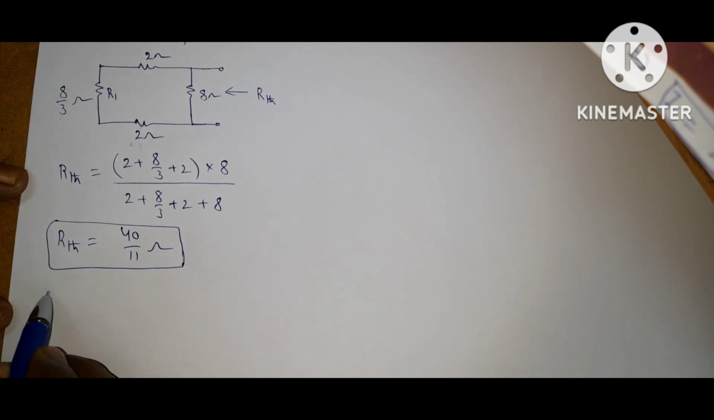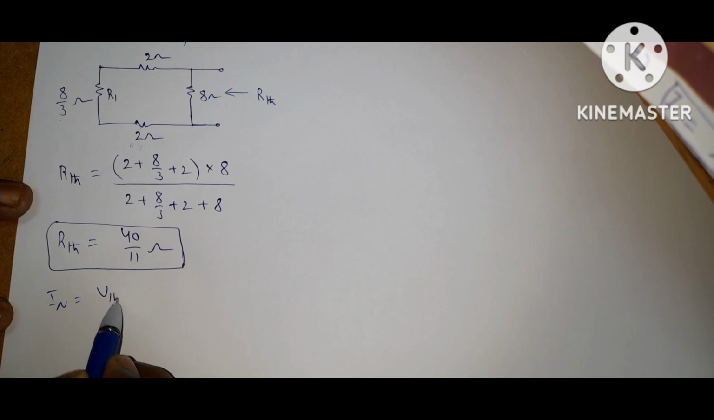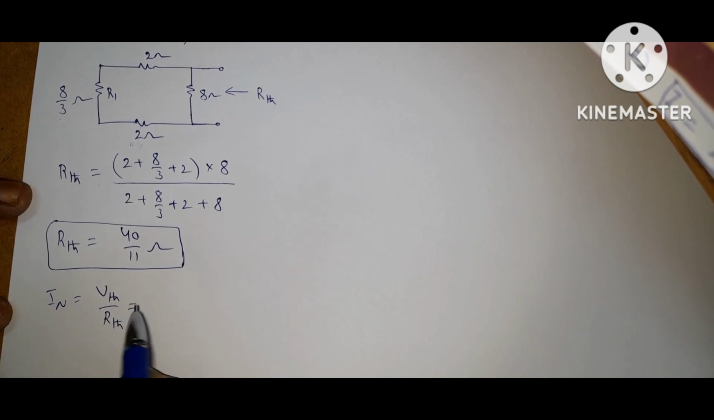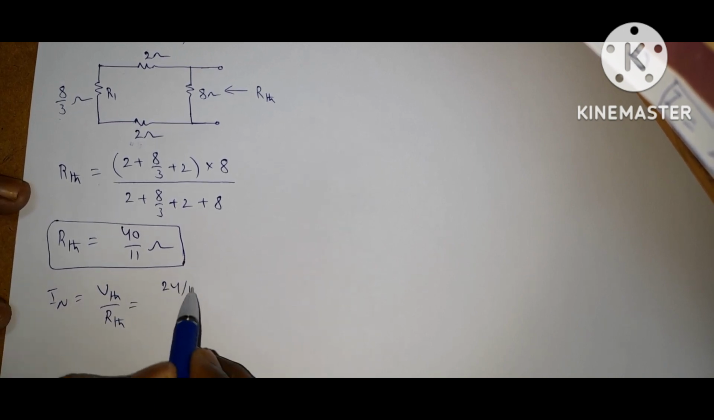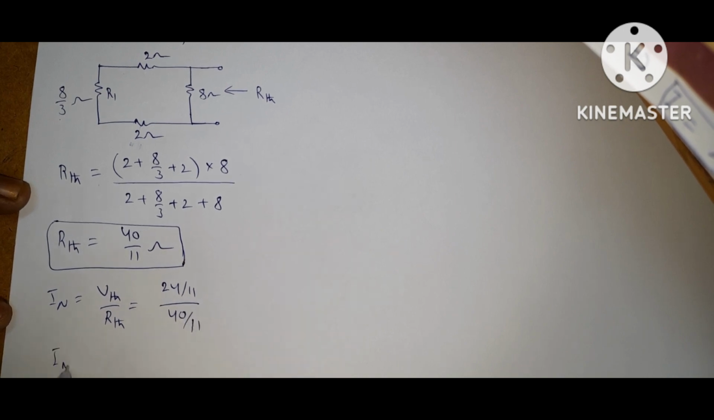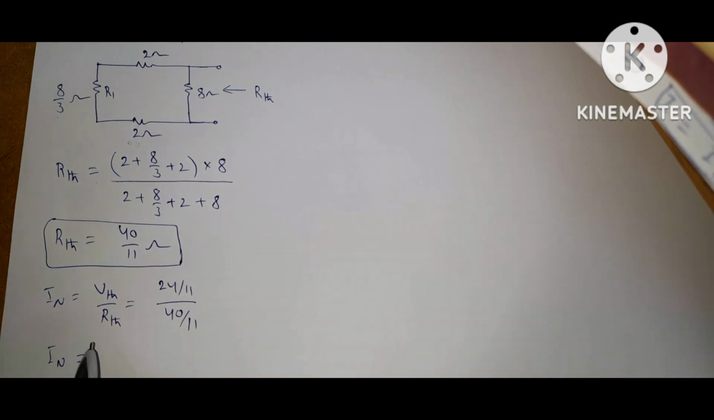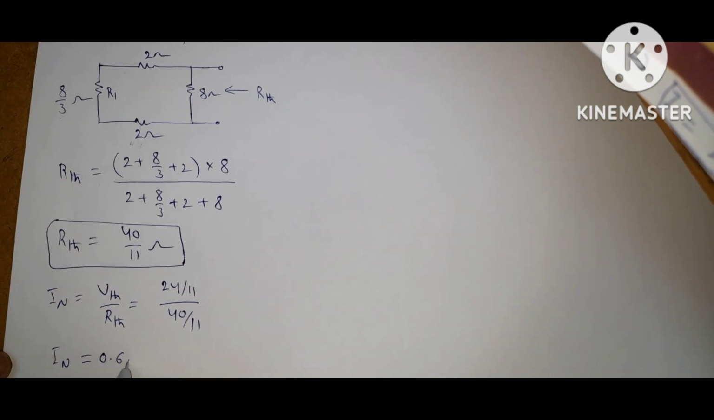If you want to find out the Norton current, I Norton is equal to V Thevenin by R Thevenin. So V Thevenin is 24 by 11, and R Thevenin is 40 by 11. I Norton is equal to 0.6 amps.